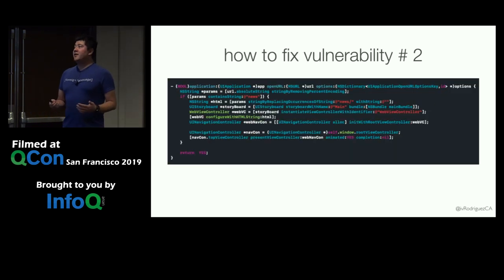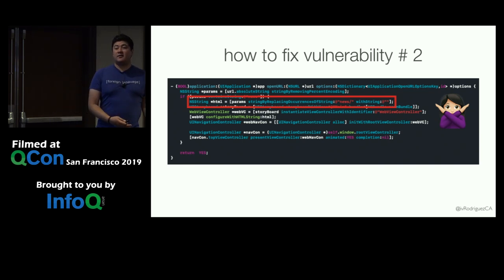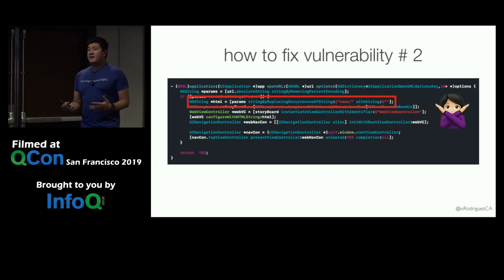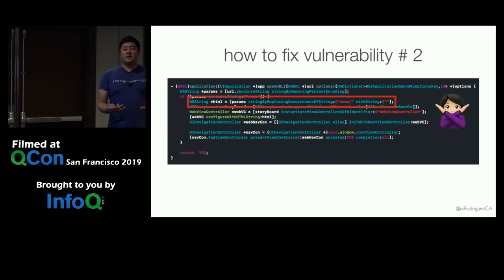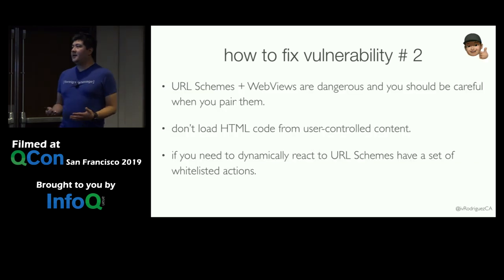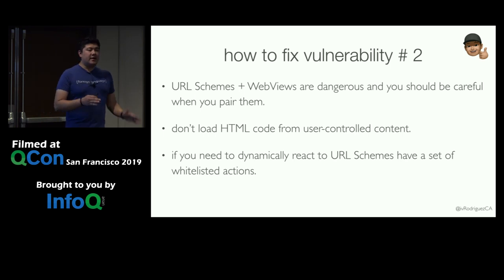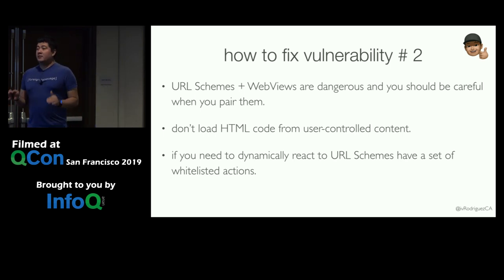Right? So how do we fix this? First, never, ever, ever trust arbitrary code that you don't own or that you're not generating. If someone else can send you this information, if someone else can send you parameters, don't just trust them. Never load them into something that a user can interact with. Right? So URL schemes and web views are a very dangerous combination, and you should be careful when you're using them.